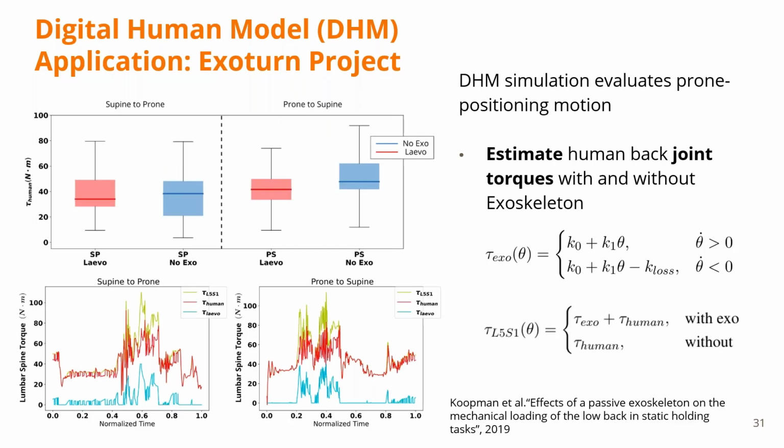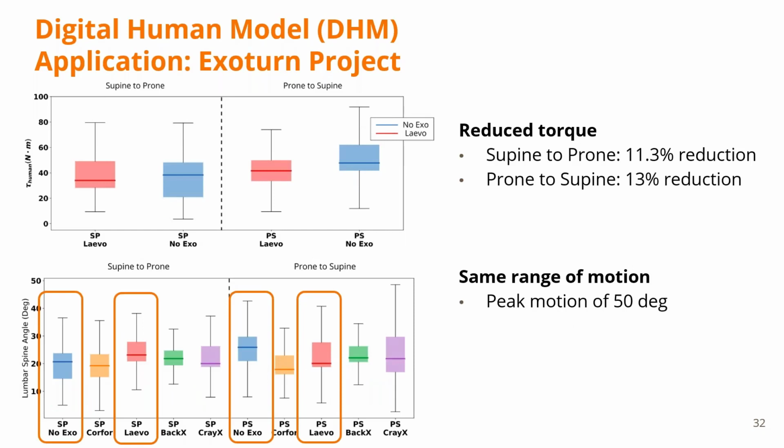For the used exoskeleton in particular, we based its torque calibration curve on a previous study from the literature. As a result, we estimated a reduction in the median lower back torques of the human models of about 11 to 13% during supine to prone and prone to supine movements. Not only the torque reduction, but we also observed a similar range of motion with and without the Laevo exoskeleton. That's basically the plots on the bottom part of the slide.